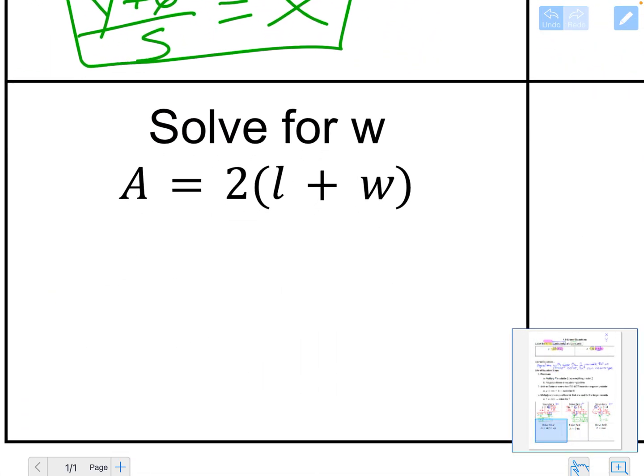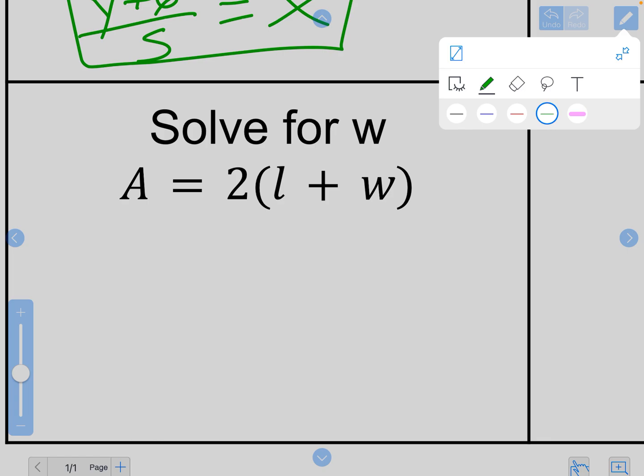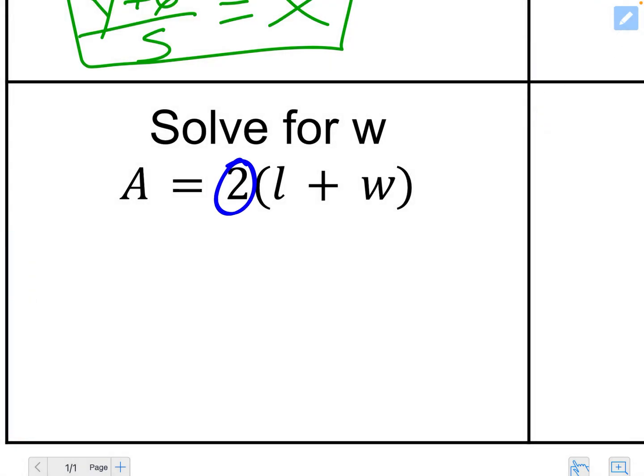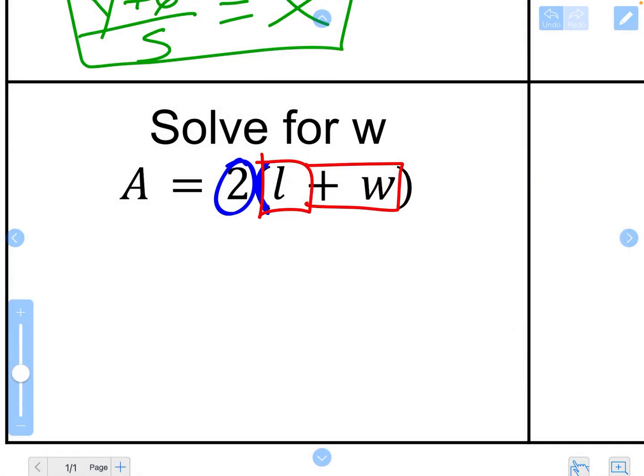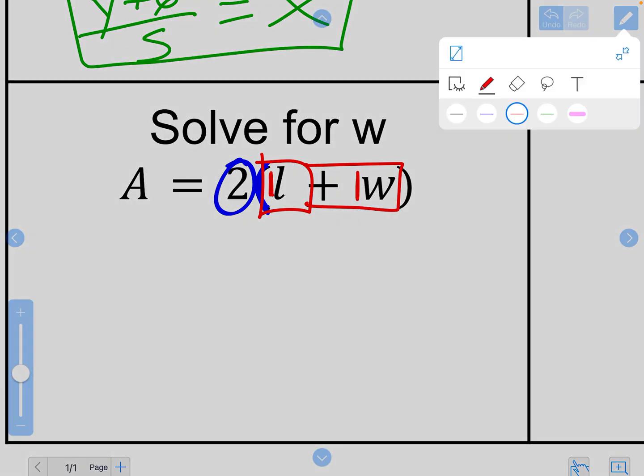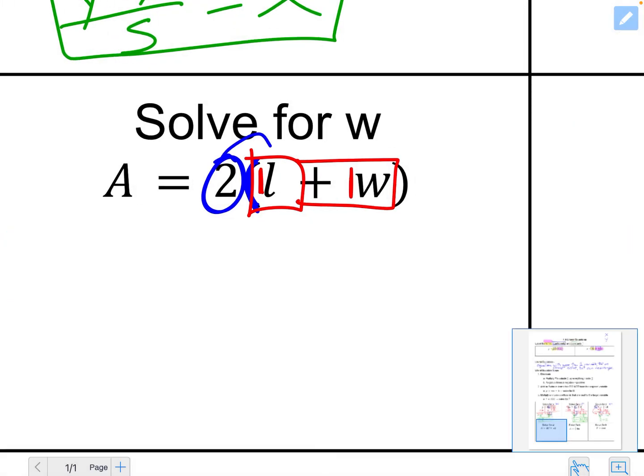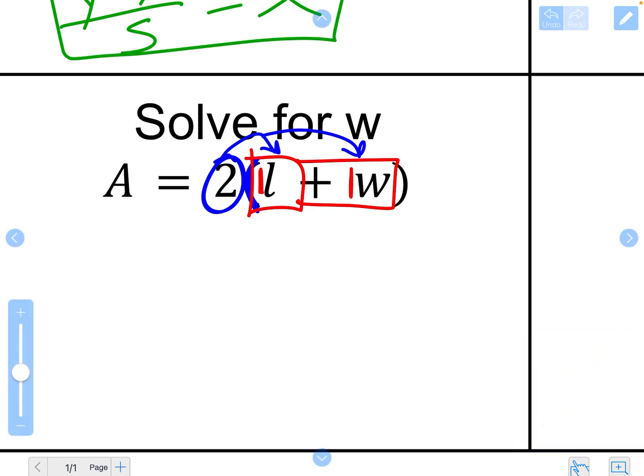All right, so now let's get into a few more complicated problems. Anytime I see a letter or a number next to a parentheses, I have to multiply. So I need to figure out how many terms I have. I have 2 terms. I know that because there's not a number in front of my L and there's not a number in front of my W, that invisible ones go there. So I'm going to multiply 2 times both of these terms. So A is going to equal 2L plus 2W.